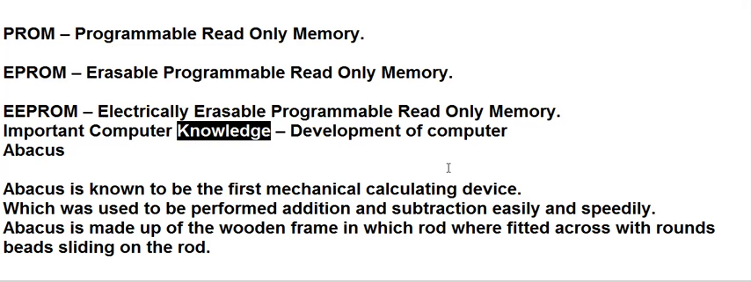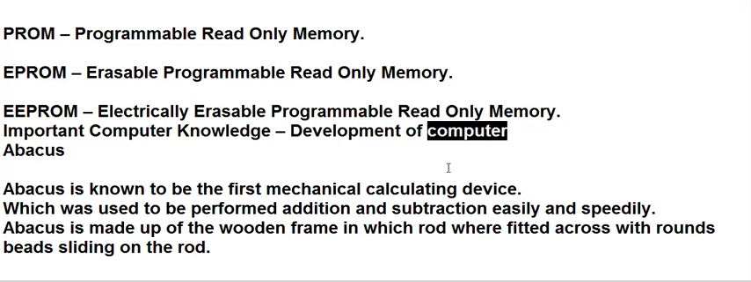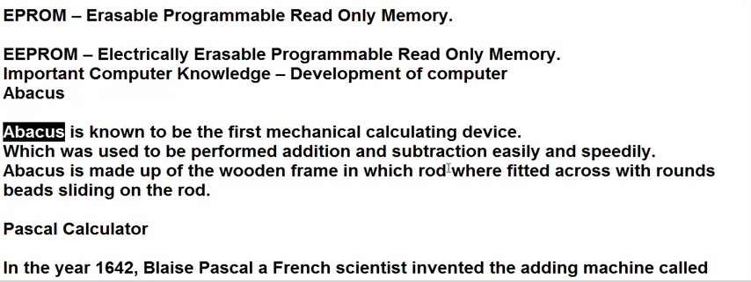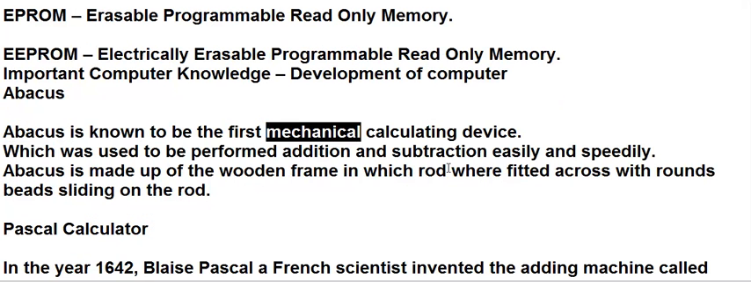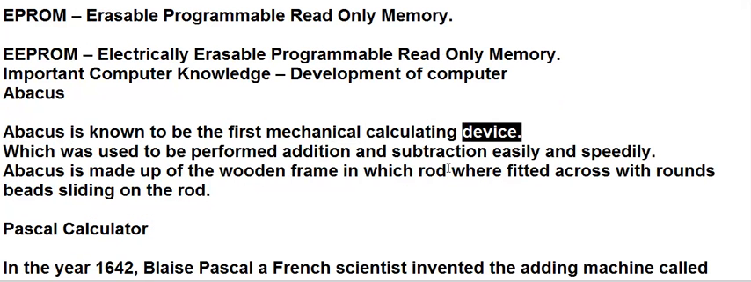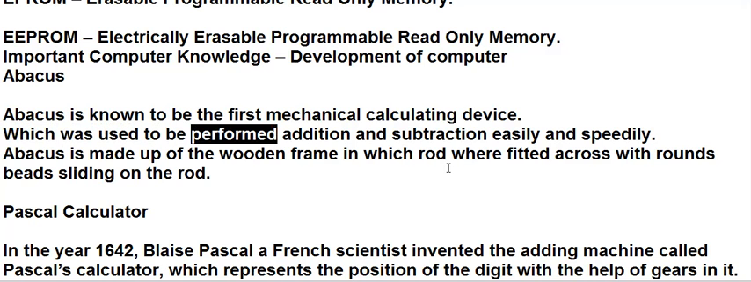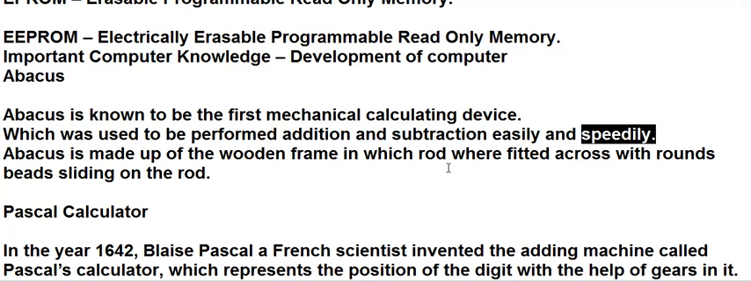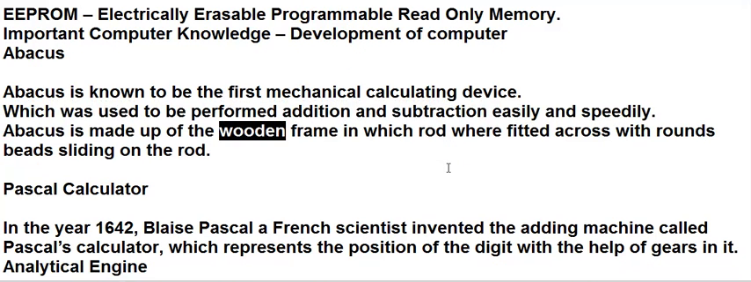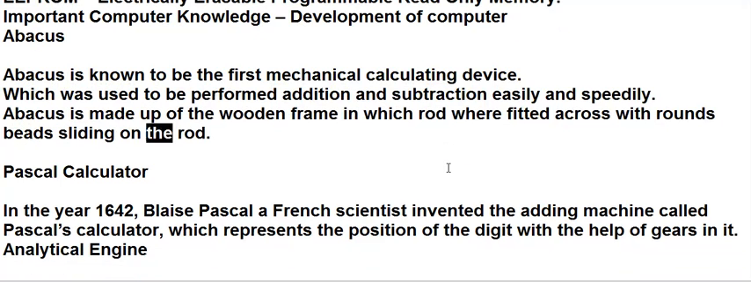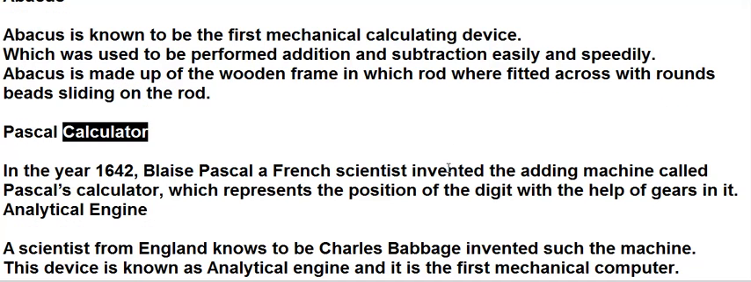Important computer knowledge: development of the computer. Abacus. Abacus is known to be the first mechanical calculating device, which was used to perform addition and subtraction easily and speedily. Abacus is made up of a wooden frame in which rods were fitted across with round beads sliding on the rod.